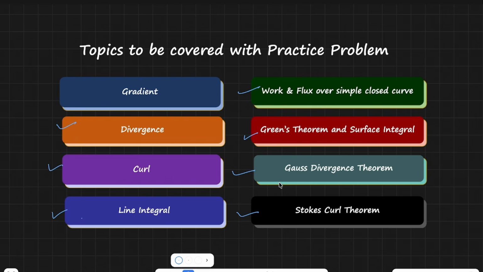So this will be a short video for vector integral calculus, or vector calculus, in which I will discuss these three important theorems, that is basically Green's theorem, Gauss divergence theorem, and Stokes curl theorem.